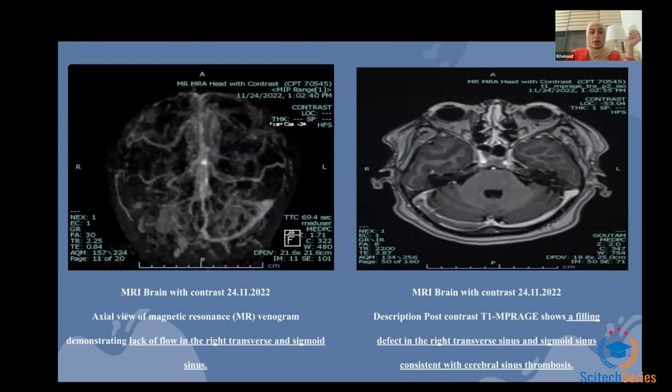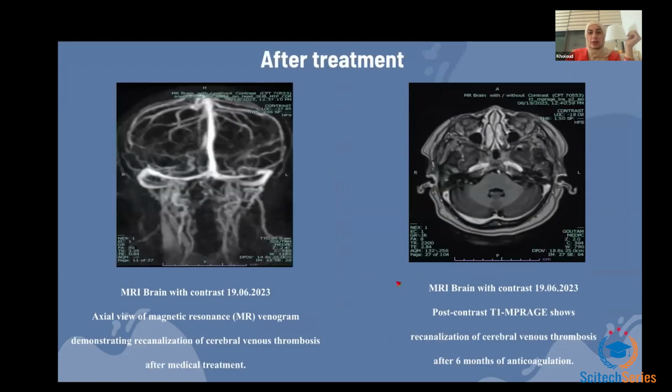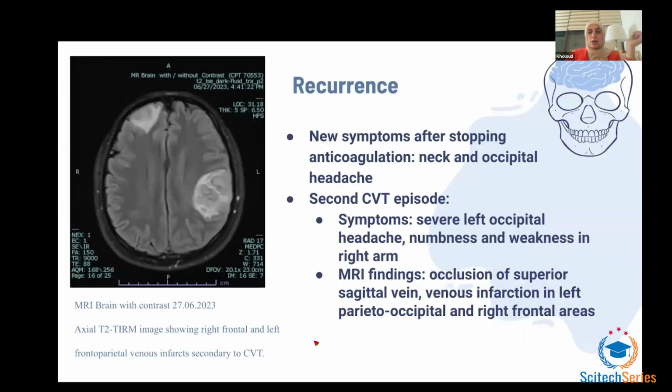And these were her MRI images. We can see lack of flow in the right transverse and sigmoid sinus. This was back at the end of 2022. And then after that, following the treatment, we also had a repeat MRI for the patient, which showed recanalization of the cerebral venous thrombosis after the rivaroxaban for 6 months.